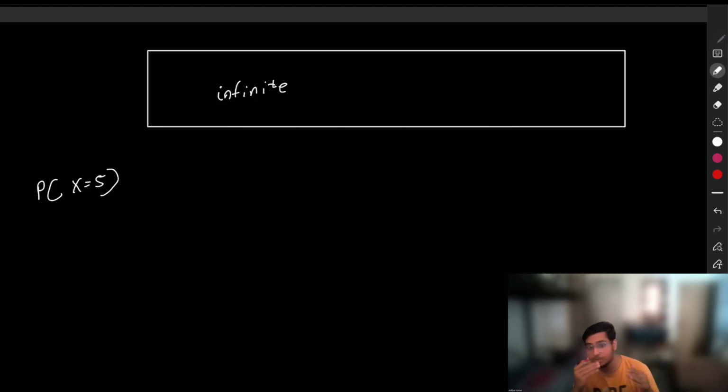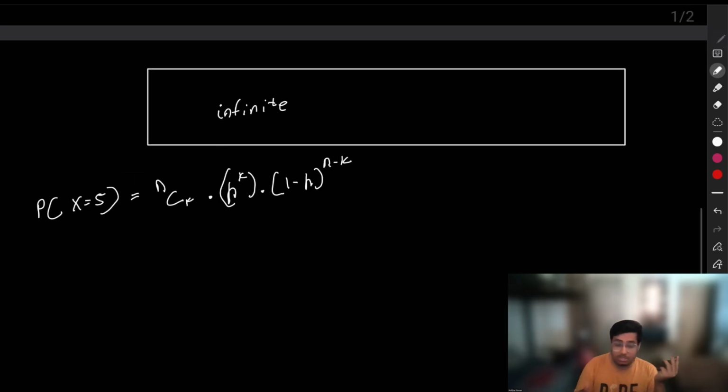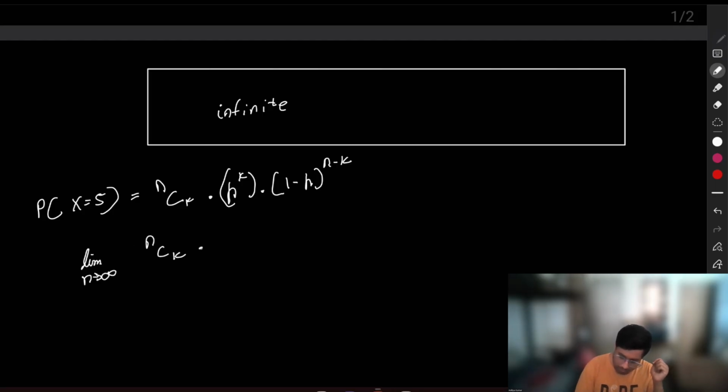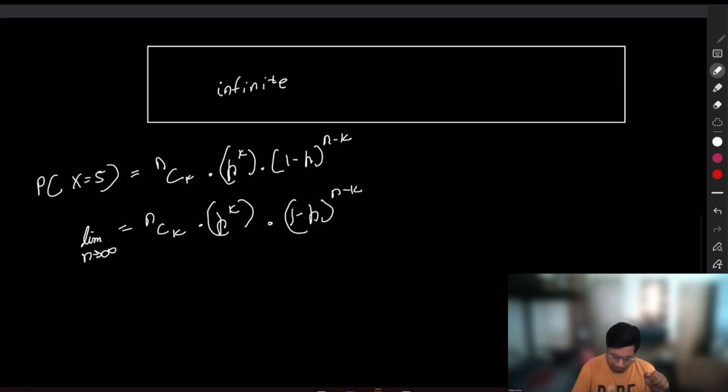Again we have to find the probability of 5 requests in 1 minute, right? So what will be the probability? Again we are going to use the binomial theorem here: nCk, p raised to the power k multiplied by (1 minus p) raised to the power n minus k. So what is the value of n here? We don't know because n is infinite. So limit n tending to infinity, nCk multiplied by p raised to the power k multiplied by (1 minus p) raised to the power n minus k.